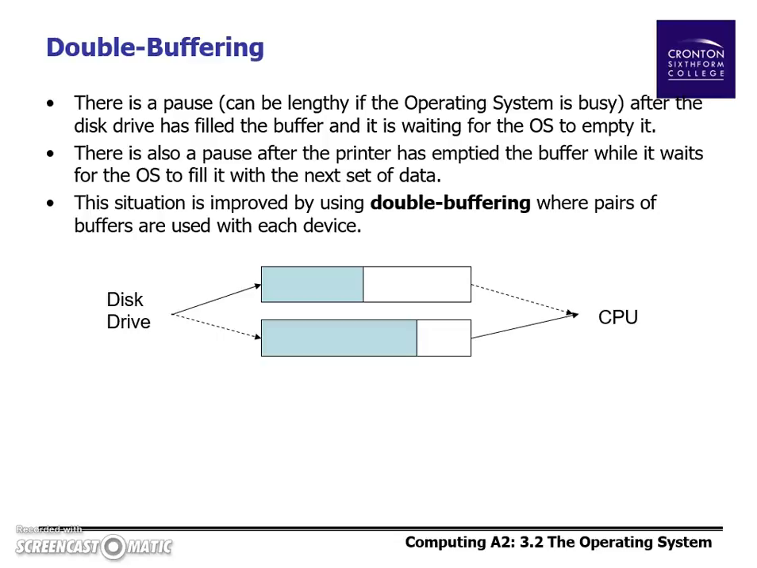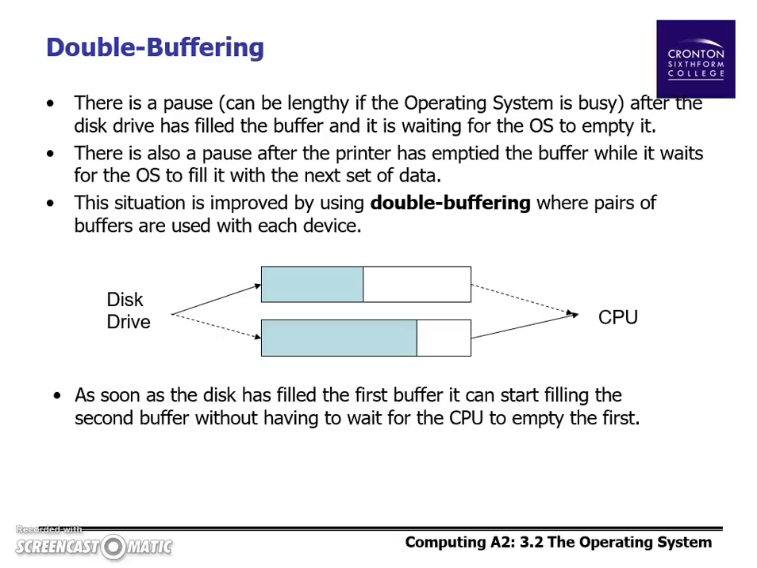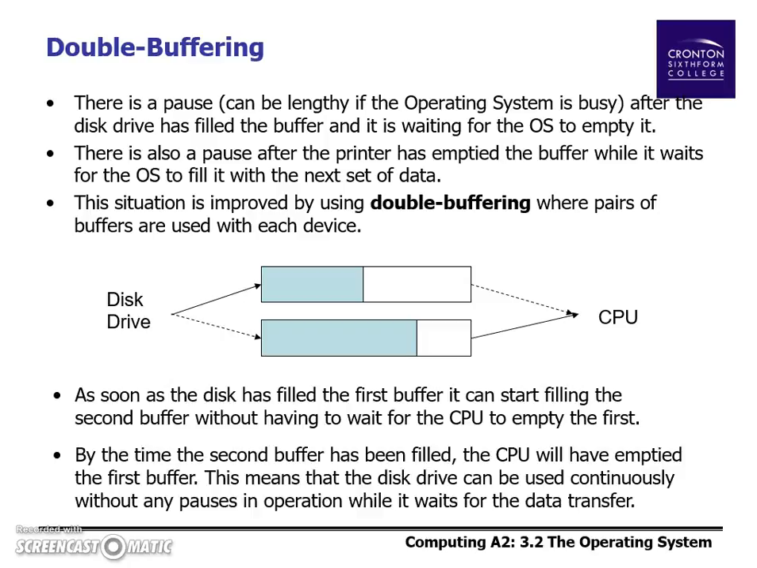Okay, so you've got your disk drive linking into your CPU. As soon as the disk has filled the first buffer, it can start filling the second buffer without having to wait for the CPU to empty it first. By the time the second buffer has been filled, the CPU will have emptied the first buffer. This means that the disk drive can be continuously transferring data without any pauses in operation.